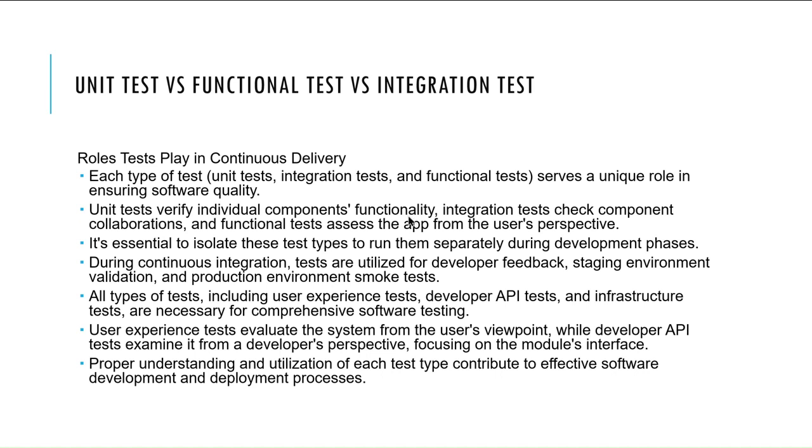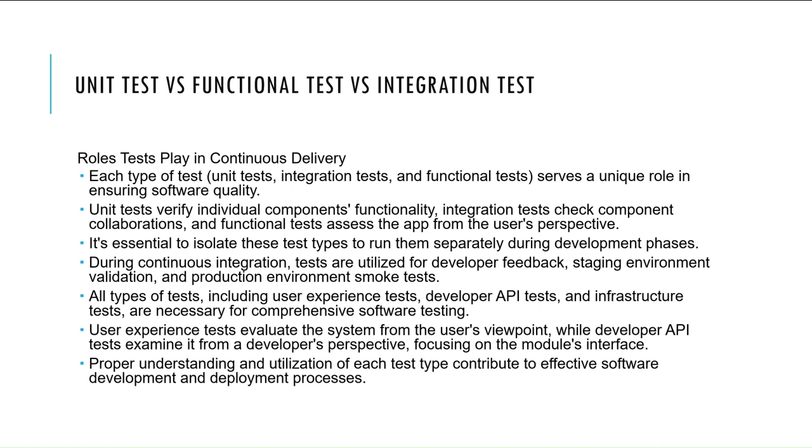Roles tests play in continuous delivery. Each type of test serves a unique role in ensuring software quality. Unit tests verify individual components' functionality. Integration tests check component collaborations, and functional tests assess the app from the user's perspective. It's essential to isolate these test types to run them separately during development phases.